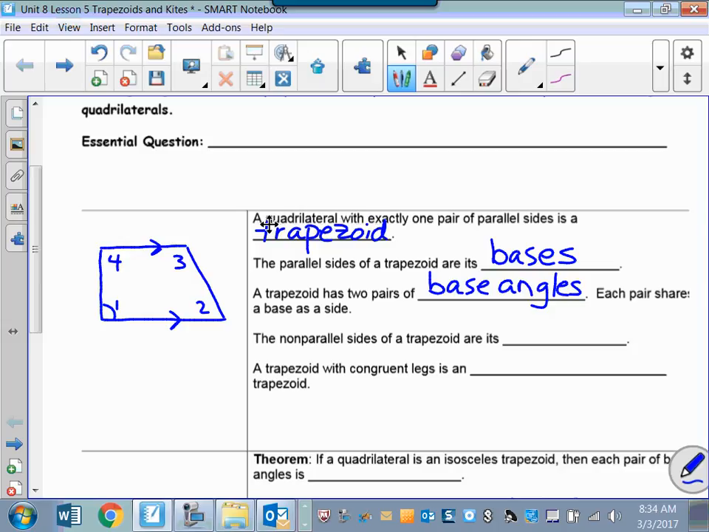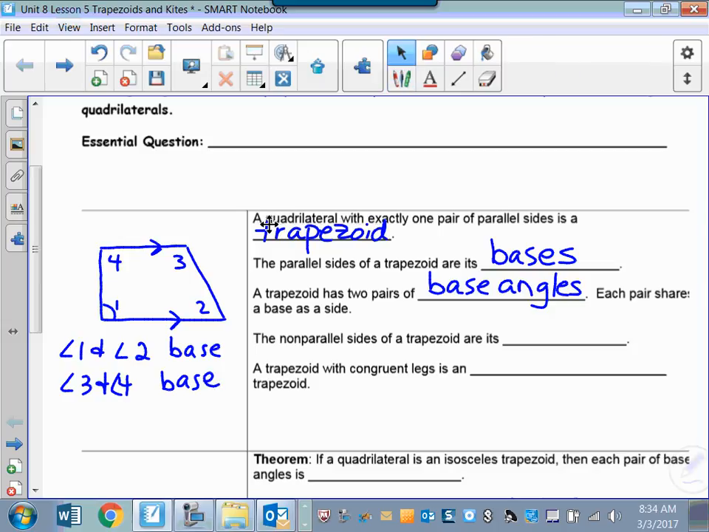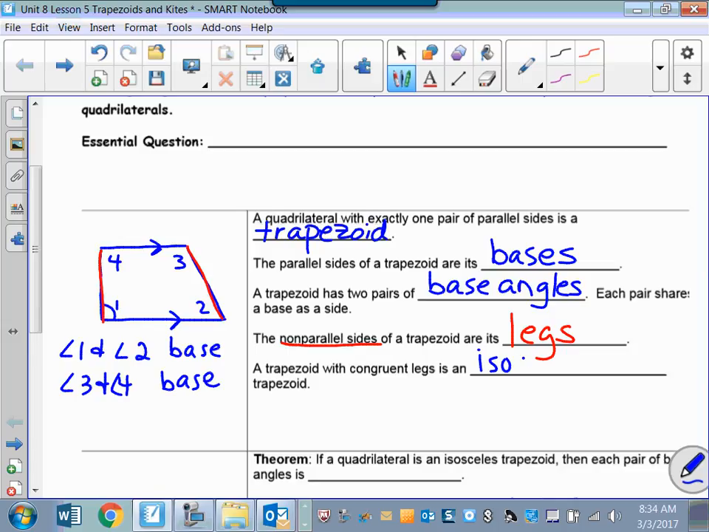So the pairs of base angles are angle 1 and angle 2, and angle 3 and angle 4. Those are the base angles. The non-parallel sides, so that would be this one and this one, those would be the trapezoid's legs. And a trapezoid with congruent legs is an isosceles trapezoid.